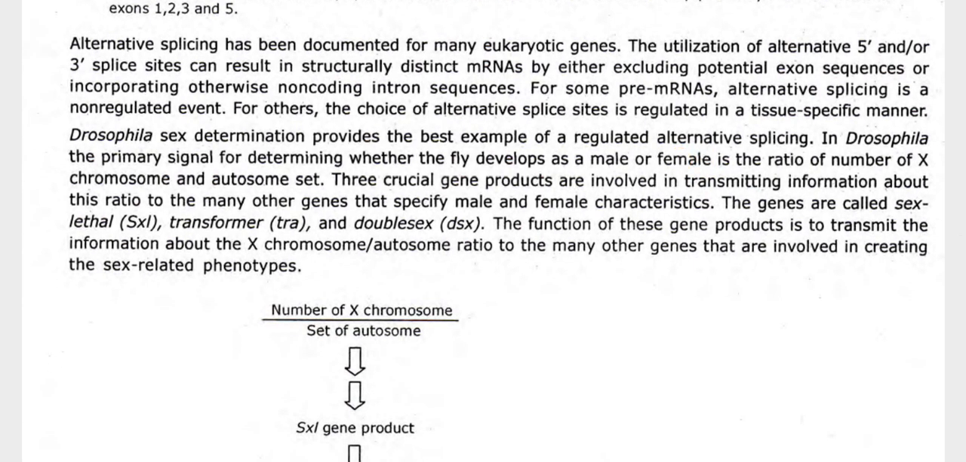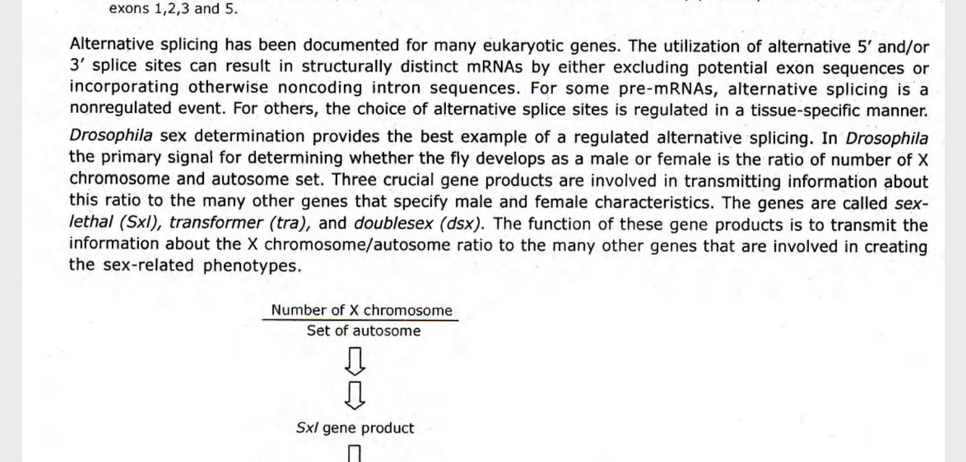Drosophila sex determination provides the best example of regulated alternative splicing. In Drosophila, the primary signal for determining whether the fly develops as a male or female is the ratio of the number of X chromosomes to the number of autosome sets. Three crucial gene products are involved in transmitting information about this ratio, along with many other genes that specify male and female characteristics. The genes are called Sex-lethal, transformer and doublesex.